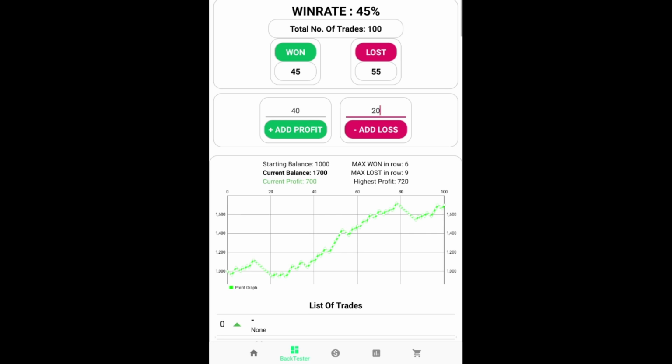It's important to note that we were not compounding our positions in this backtest, meaning that we did not reinvest our profits into subsequent trades. We also looked at the maximum number of wins and losses in a row, with a maximum of 6 wins in a row and a maximum of 9 losses in a row.